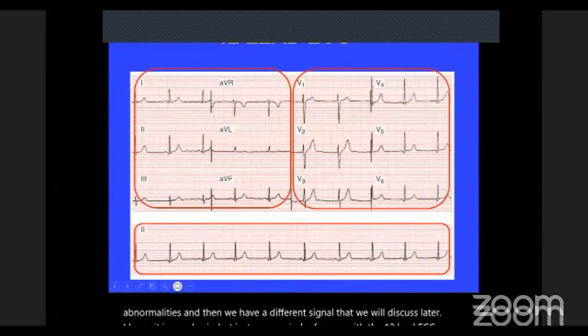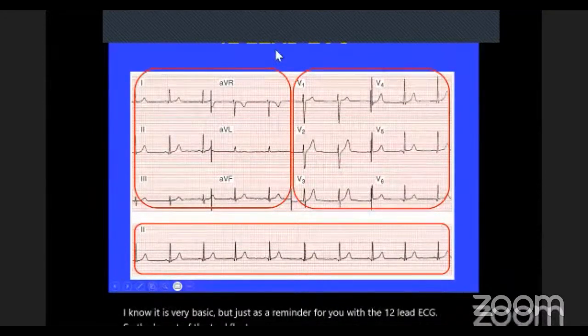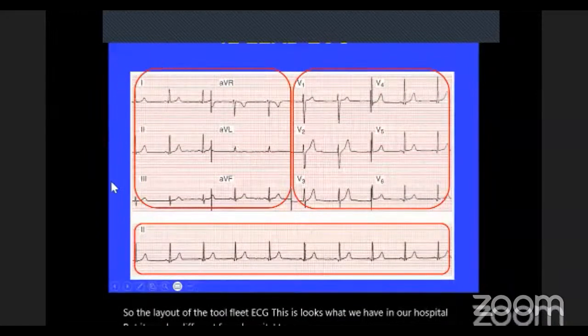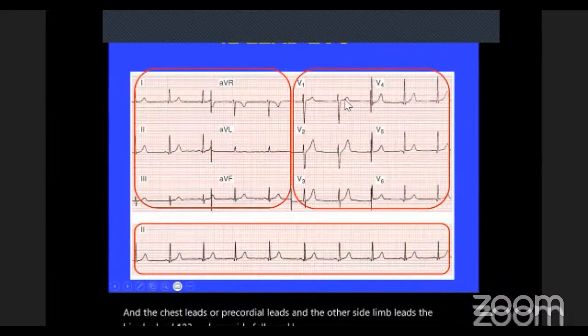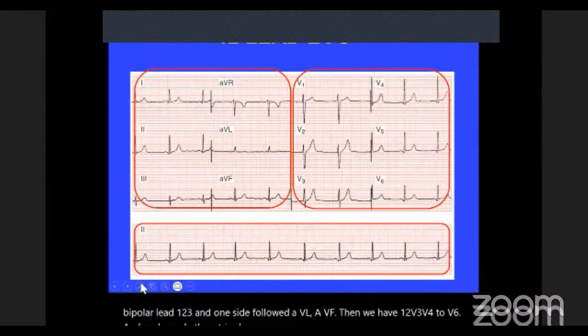So the layout of the 12-lead ECG: this looks like what we have in our hospital, but it can be different from hospital to hospital. The common layout is like this. We have the limb leads on one side and the chest leads or precordial leads on the other side. Limb leads, the bipolar leads 1, 2, 3 on one side, followed by AVR, AVL, AVF. Then we have V1 to V3, V4 to V6. And we have the rhythm strip down below, which could be 1, 2, or 3. In our hospital, usually we have 3 rhythm strips.